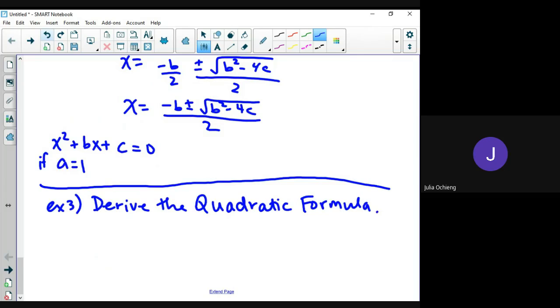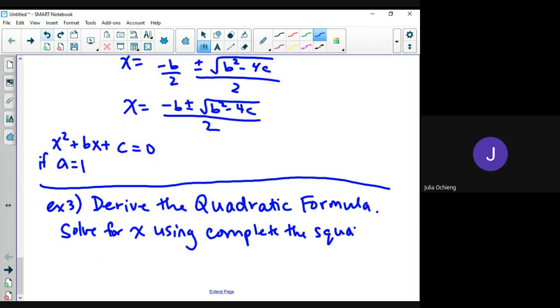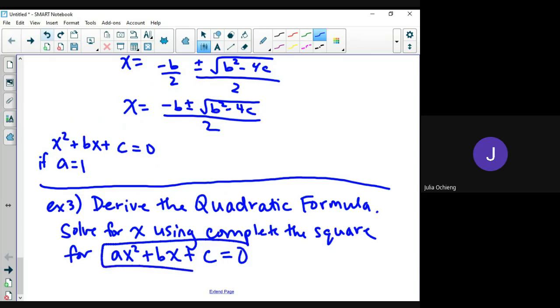And we're going to do that by solving for x using complete the square, for ax squared plus bx plus c equals 0. And remember that all quadratic equations can be made to look like this. So that means that the quadratic formula can solve any quadratic equation.